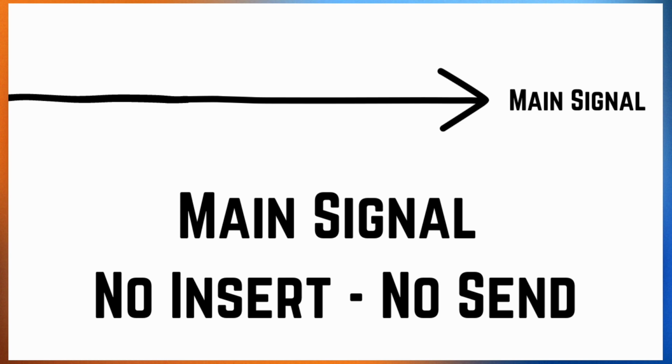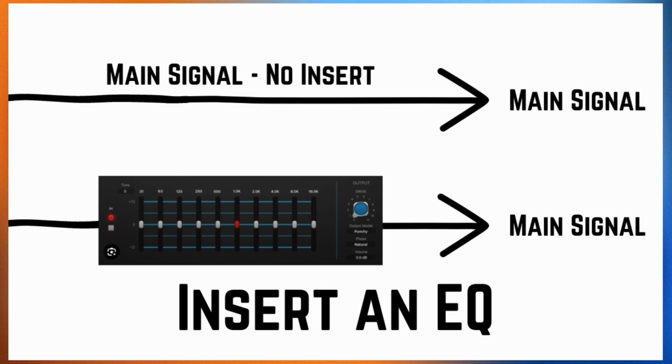So here's a graphic of the main signal. There's no insert, there's no send. There's just a signal going from point A to point B coming out, okay? Here's another one with an EQ inserted on the main signal. As you can see, all of the signal runs through this equalizer. It's really simple.